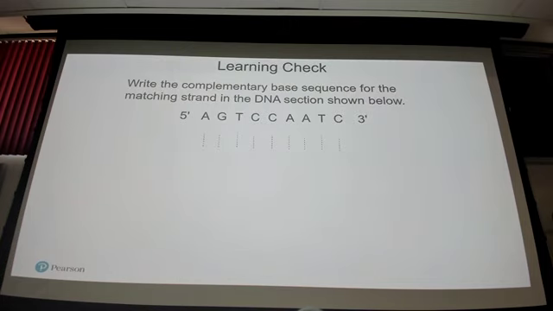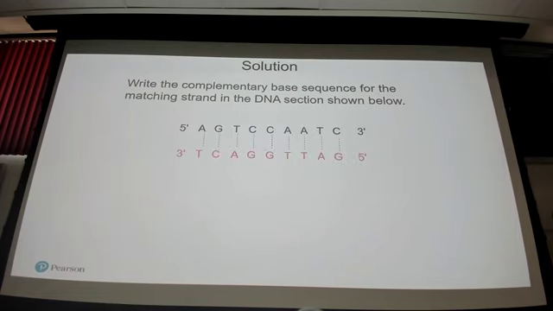So, is someone willing to tell me the complementary base pairs for this sequence of DNA? Yes. T, C, A, G, G, T, T, A, G. Correct. Does that make sense to everybody? A always bonds with T, G always bonds with C when we're talking about DNA. Does adenine and uracil only have 2 hydrogen bonds as well? Yes. Good question.